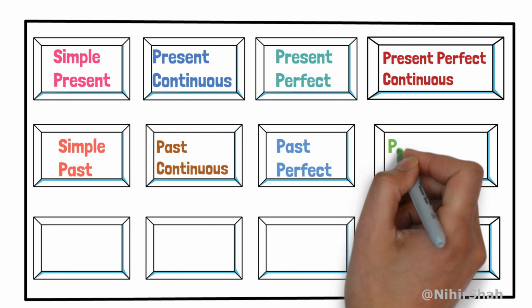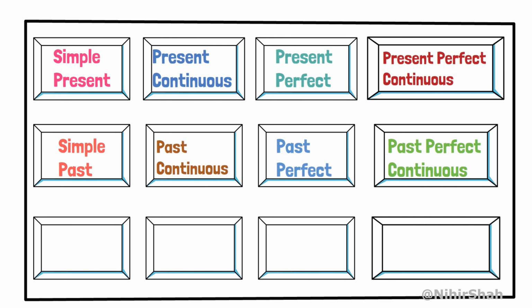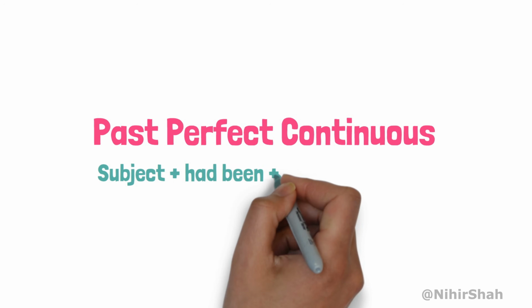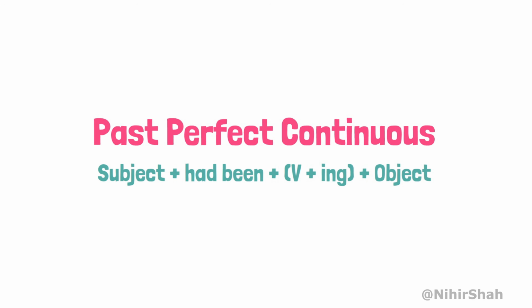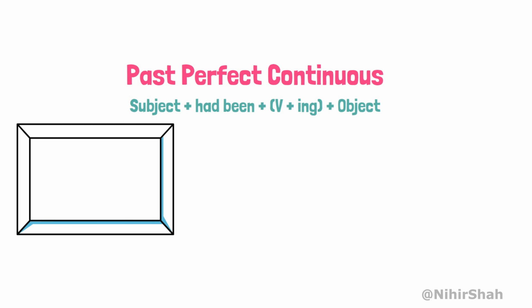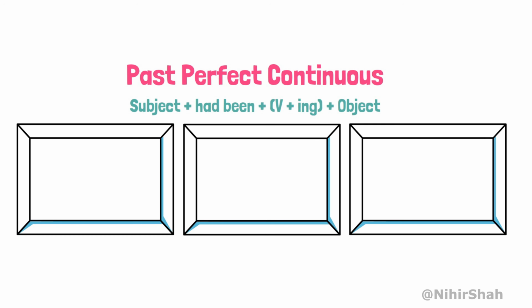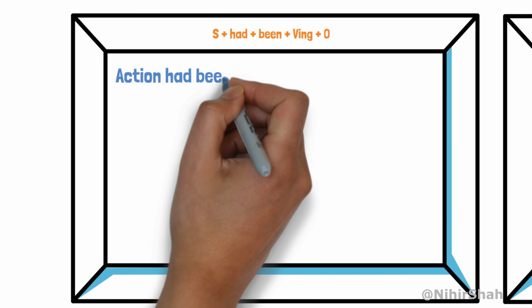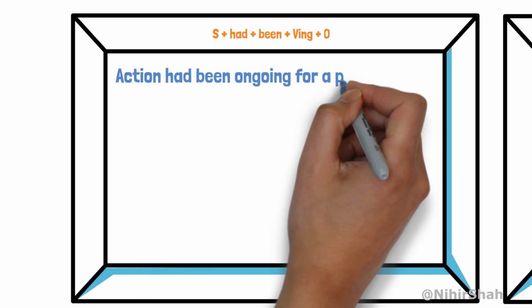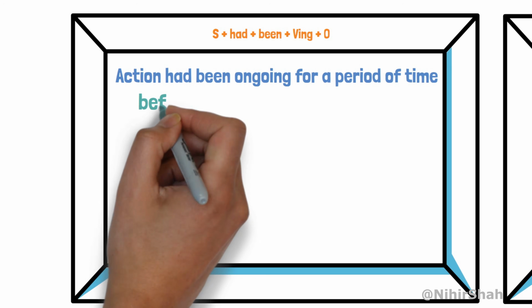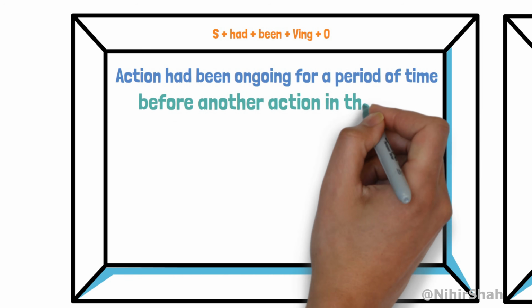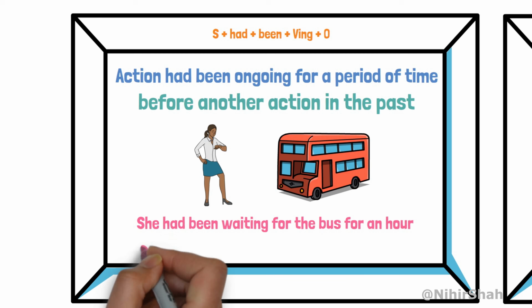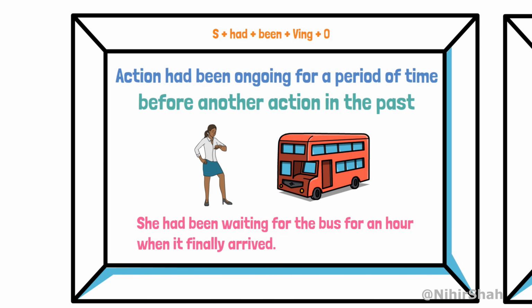Number 8, past perfect continuous tense. The sentence structure is subject plus had been plus verb's ing form plus object. The past perfect continuous tense is typically used in the following context. Number 1, to describe actions or situations that had been ongoing for a period of time before another action or point in the past. She had been waiting for the bus for an hour when it finally arrived.